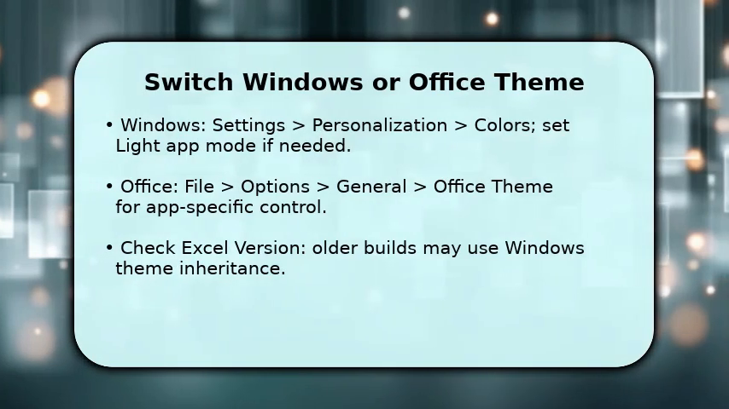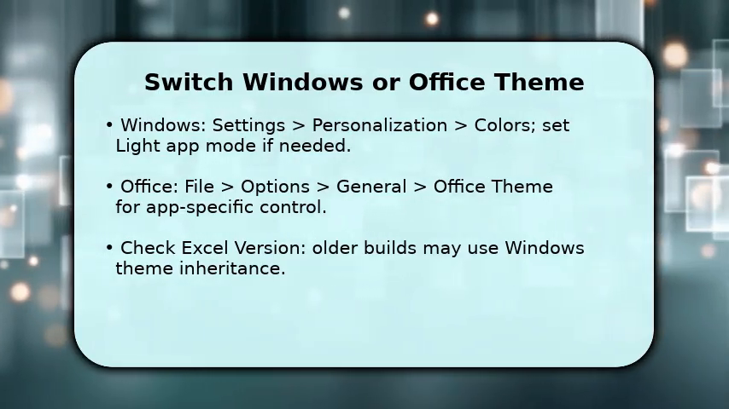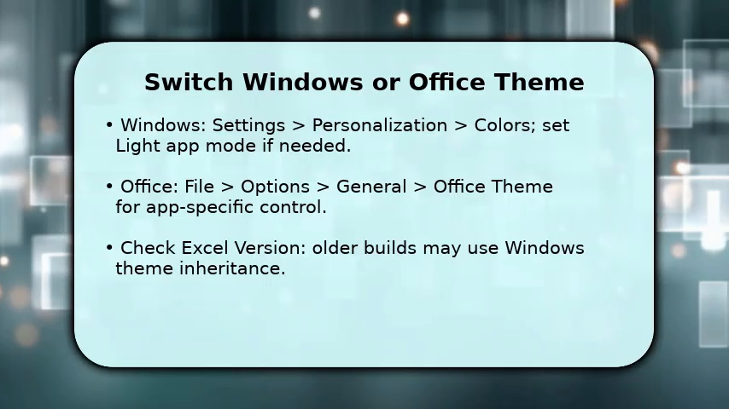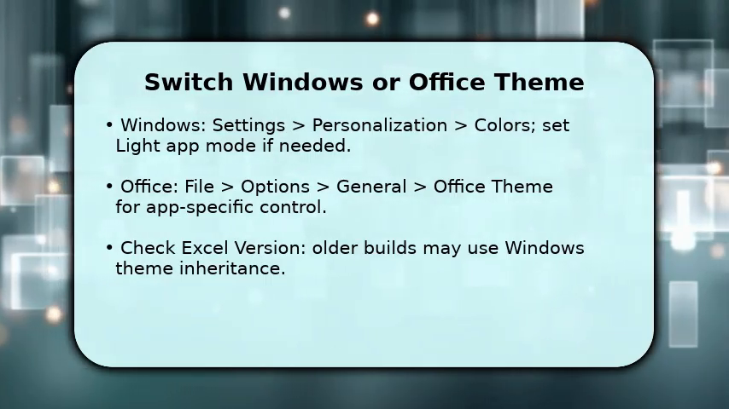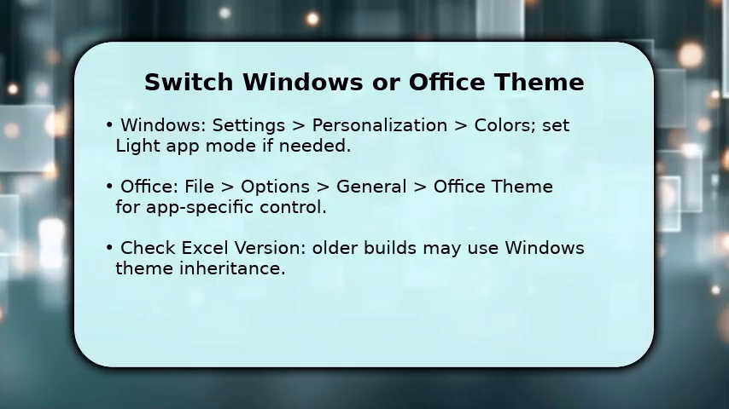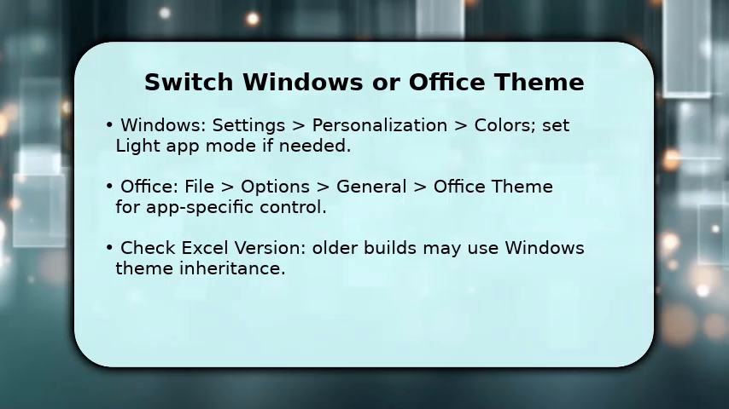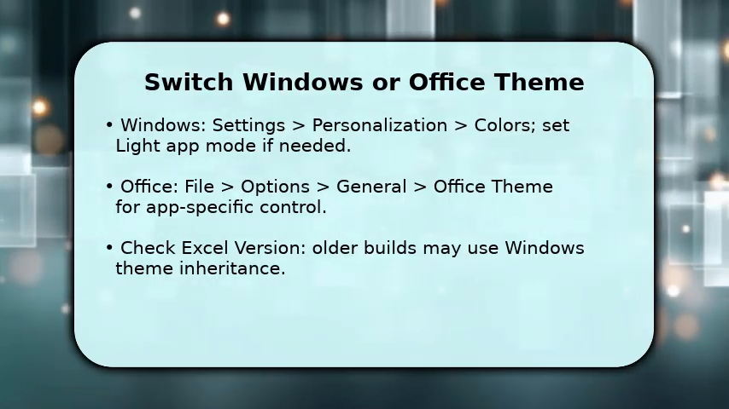If Excel still looks dark, control can live in Windows or Office settings, so open Windows Settings, go to Personalization, then Colors, and set App Mode to Light. Alternatively, use File, Options, General inside any Office app to set Office theme without changing system-wide color. Once done, restart Excel and other Office apps to sync.